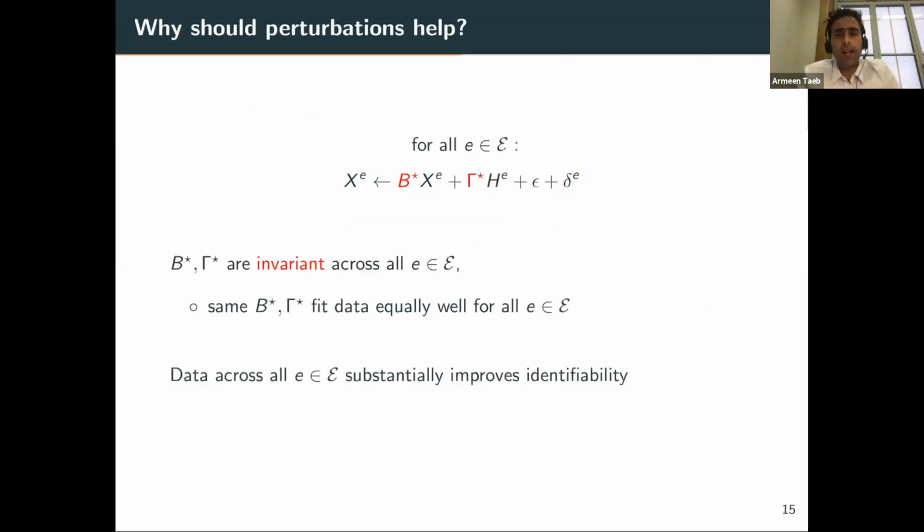And this really gets at why perturbations are useful for our identifiability. Note that the population parameters, B star and gamma star, are invariant across all the environments. So the same B star, same gamma star fit the data equally well across all these environments. While the distribution of the observed and latent variables is varying, these parameters are not. And this is what you're exploiting. This is what buys you a substantial amount of identifiability, as well as robustness to distributional changes, if you see enough variation of the data and are learning these parameters that are robust across all these different settings.